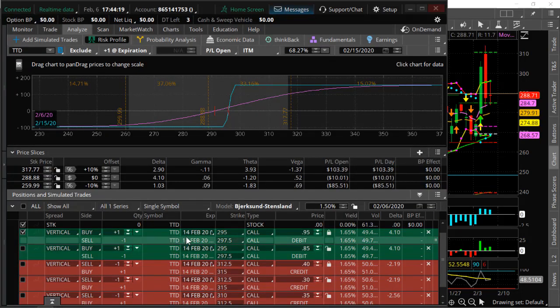So we did a call debit spread for next week's expiration, 14 February, bought the 295, sold the 297.5, a $2.5 wide spread, for $95. So that's the maximum risk on the trade, $95. At expiration next week, if it closes over the 297.5, this would make $155, which would be a 163% return. So not bad. But then the market started to stall out.